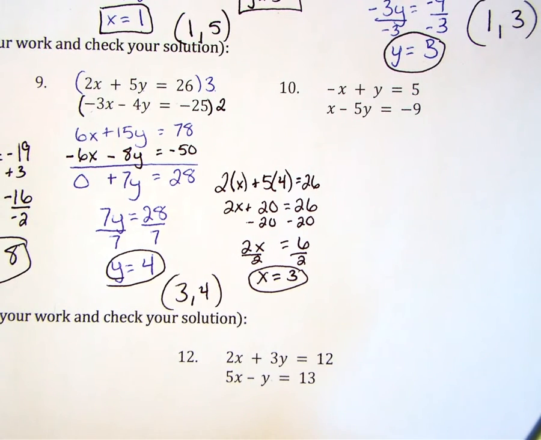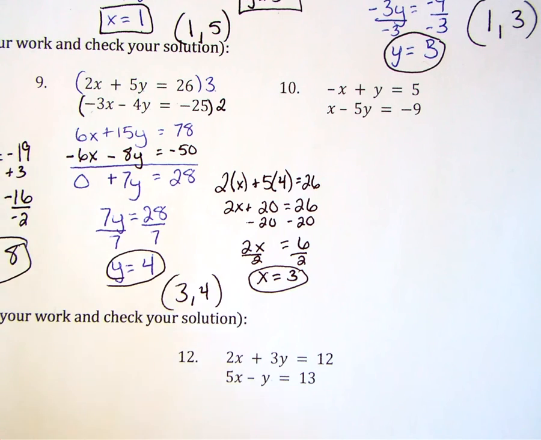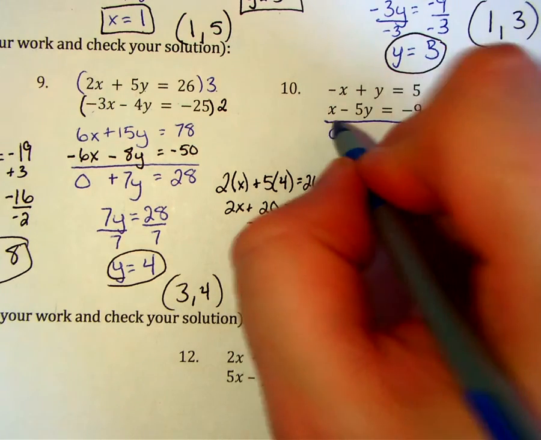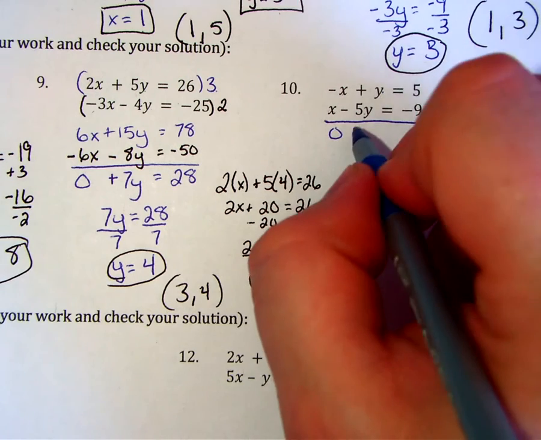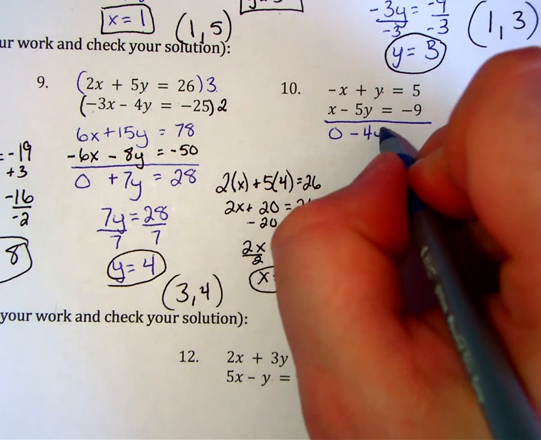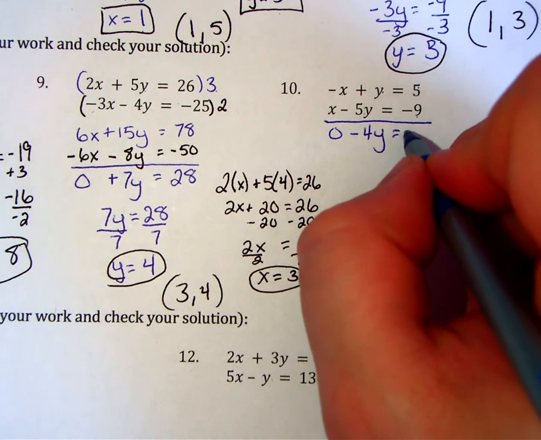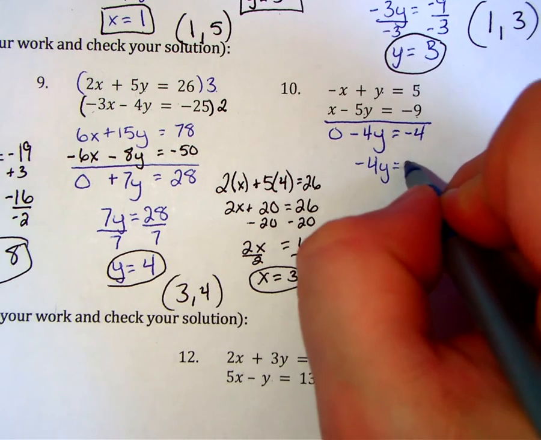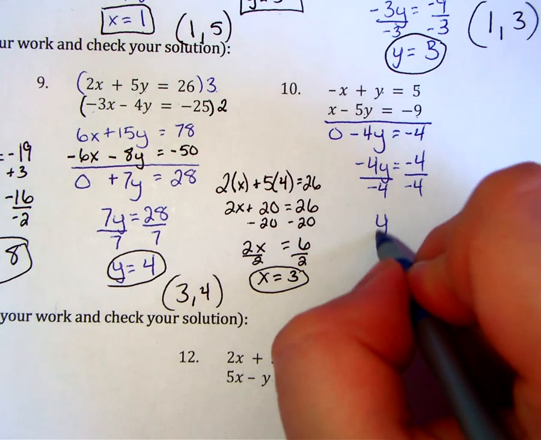Number 10. We got an opposite coefficient for both of our x's. One x has a 1, the other x has a negative 1. So when I add those two together, they're going to cancel out. Negative x plus x is 0. 1y plus negative 5y, so negative 4y equals 5 plus negative 9, which is negative 4. So negative 4y equals negative 4, where we'll divide by negative 4, and y will be equal to 1.